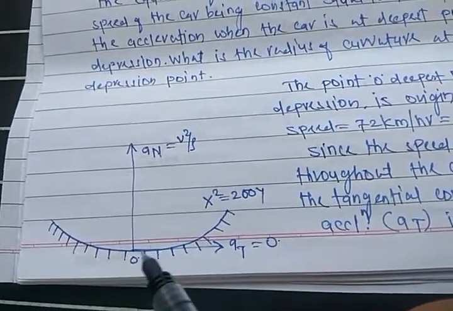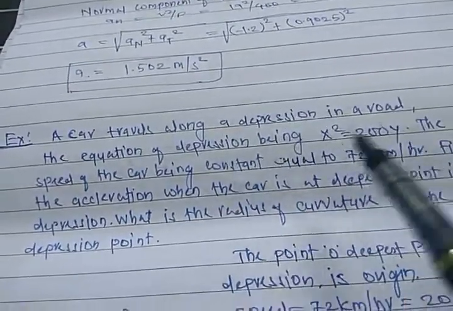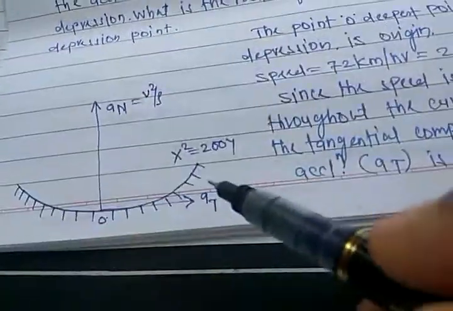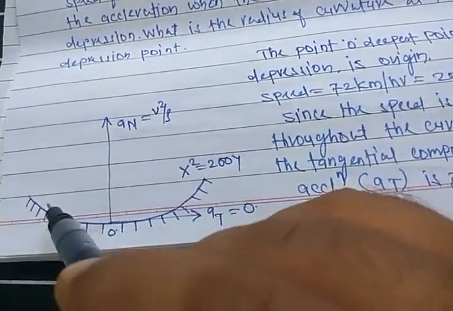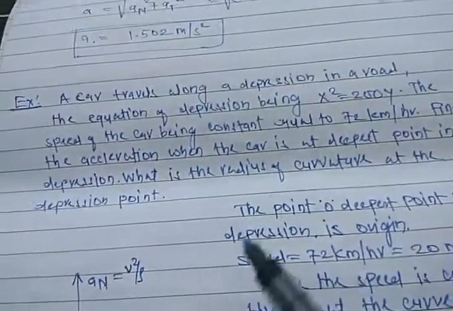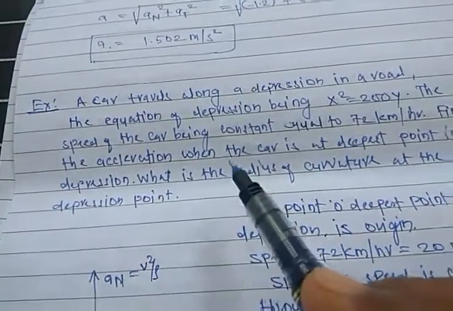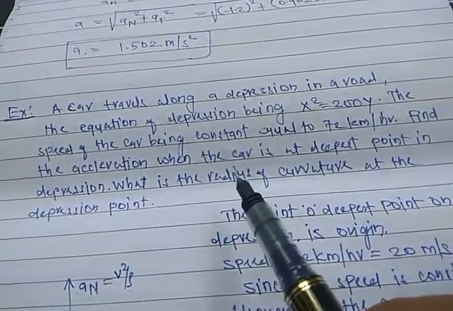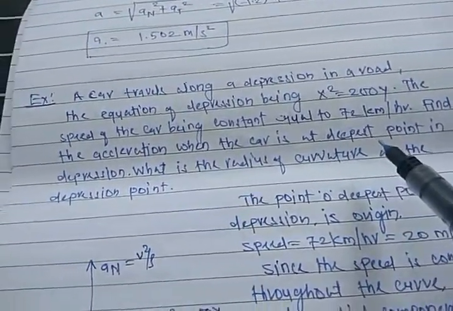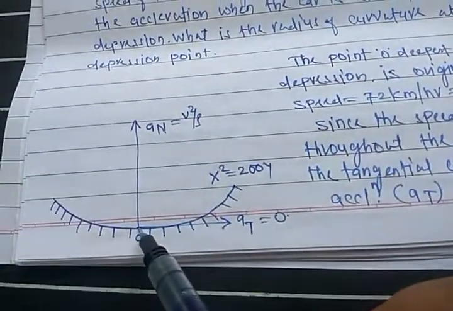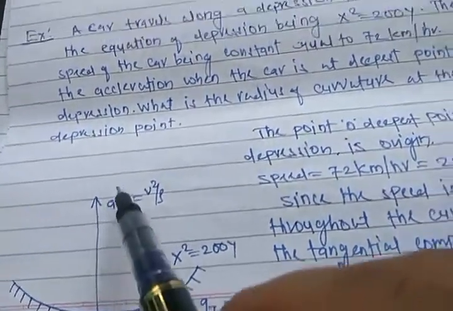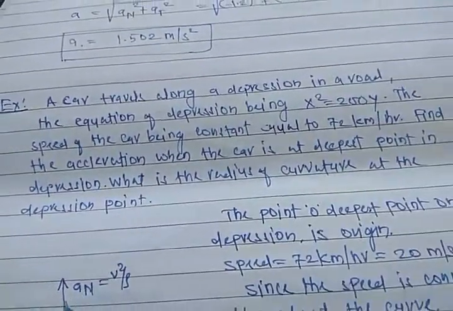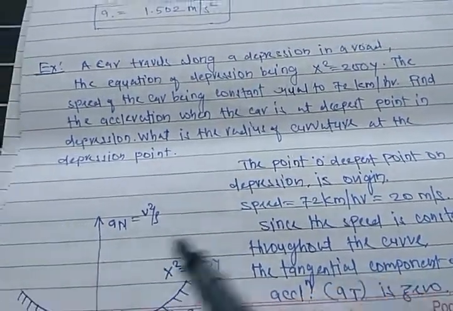Okay, and what is given? Car travels along depression. The equation of the depression is given by x square is equals to 200y. So this is the equation of this curve. The speed of the car being constant equal to 72 kmph. Find the acceleration when the car is at the deepest point in the depression. The car is here, we have to find at and an. What is the radius of curvature at this point?